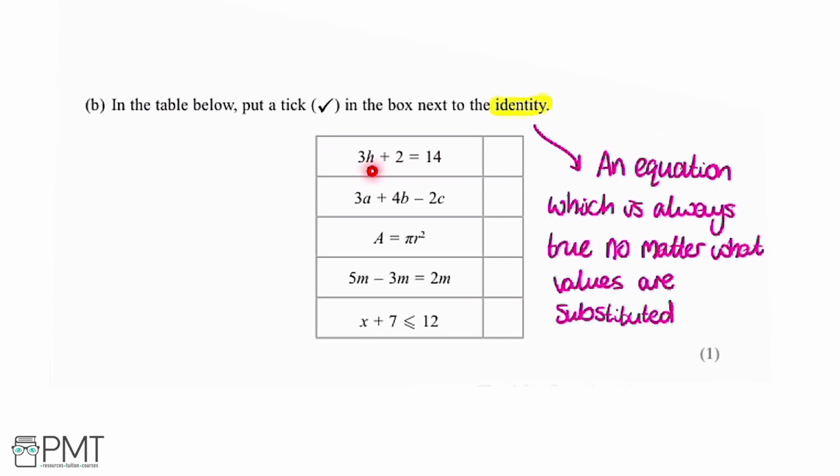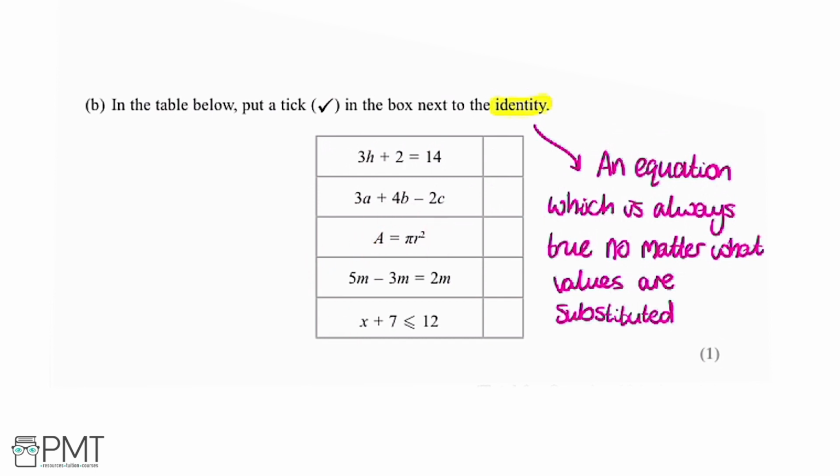So it's 3 multiplied by something plus 2 is 14. There's only one value of h, which this will equal 14. For this one, well, this isn't an identity because it's not an equation. It's not equal to something. This isn't an identity, this is a formula. I'm going to skip this one for a second.